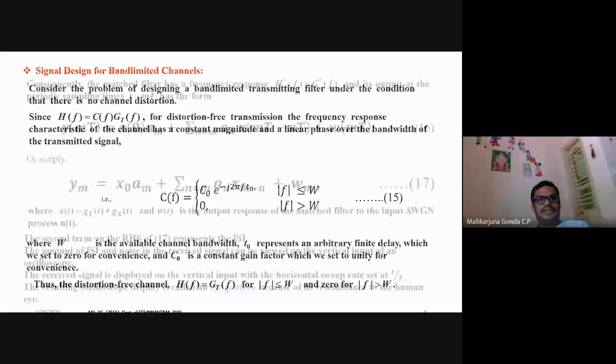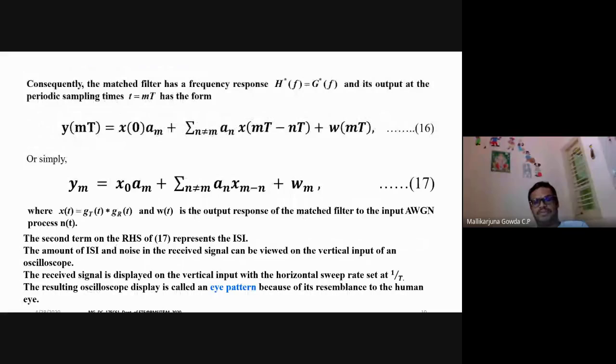The matched filter output has a frequency response which is the conjugate, H conjugate of f equal to G conjugate of f, where it is GR of f or GT of f, the transmitter filter. Its output at the periodic sampling time t equal to mT can be written, as I already told, as Y of mT equal to X of 0 into Am plus the sum over n not equal to m of An X of mT minus nT, plus the noise term. Or in simple notation, Ym is equal to X naught Am plus the sum over n not equal to m of An X m minus n plus Wm.